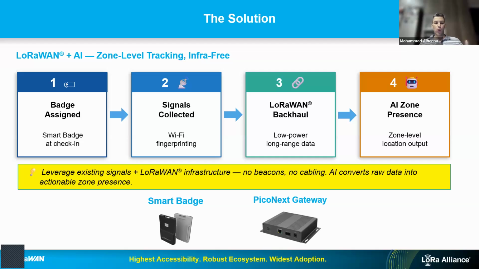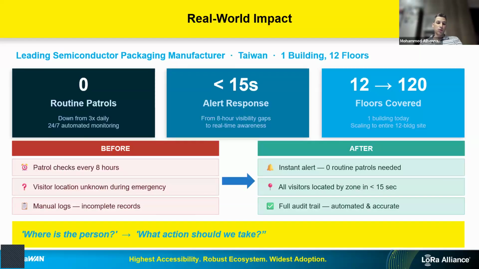And on scale, we are live across 1 building and 12 ports today, and we are going to scale up to the remaining 9 buildings within the next few months. And all I will leave you with is that IoT tracking tries to answer where the person is. Today the question is, what action should we take, shifting from location data to actionable intelligence? And this is what I wanted to show in this presentation, what exactly AI and LoRaWAN together can make possible.